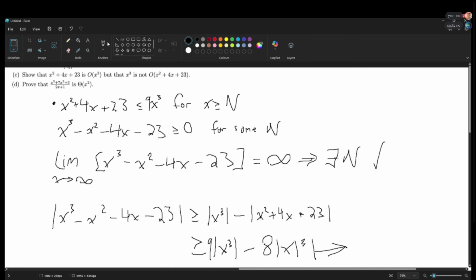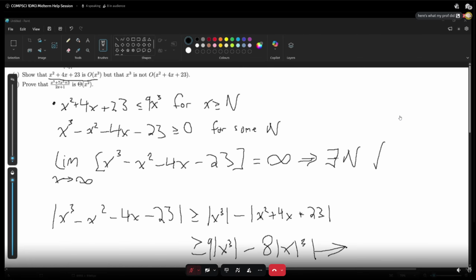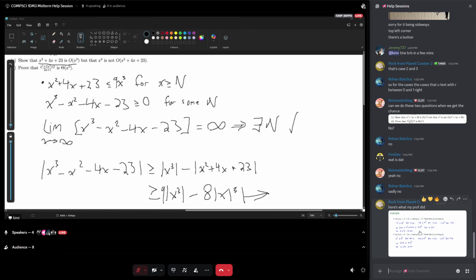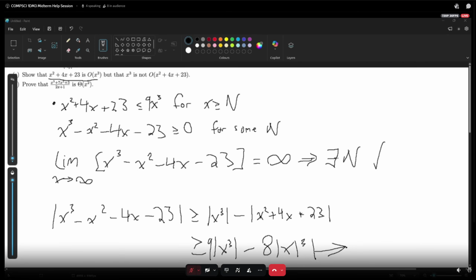Okay, wait. Which method did you guys prove using it? You could just say the method, and then I probably know what it is. Here's what my prof did. Okay, let's see. X squared, yeah. For x, yeah, yeah.